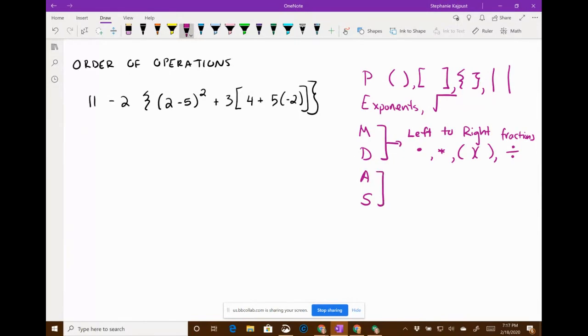Then we have the A and the S, which stand for addition and subtraction, and those also go left to right in the order that we read. And so that's addition and subtraction.